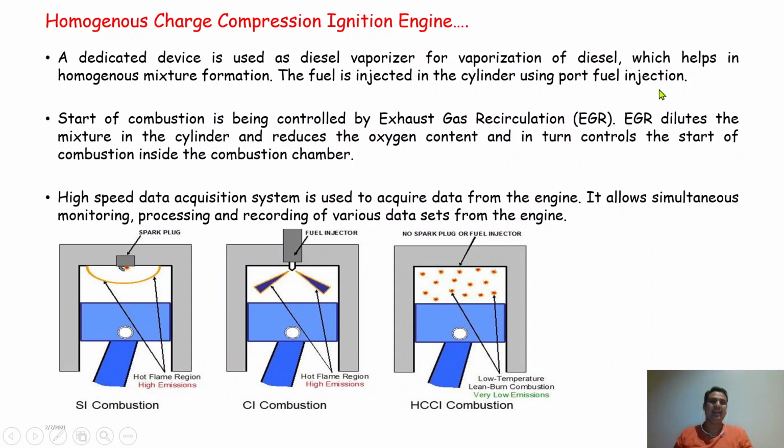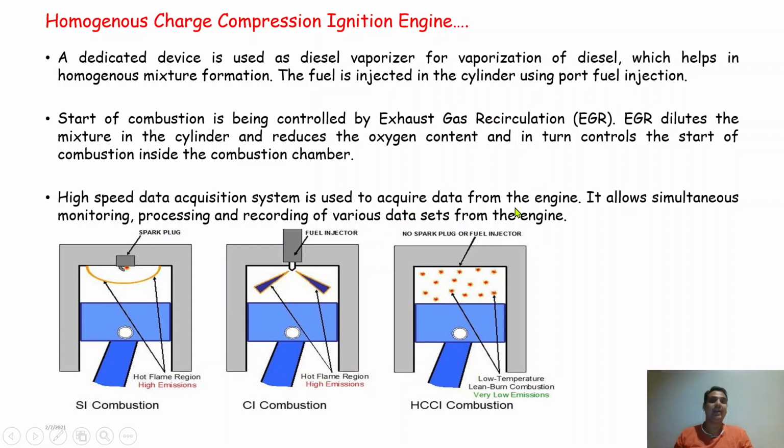Okay, so this is again something about this HCCI engine and the different things present in this technology. The start of combustion is controlled by the EGR, that is the exhaust gas recirculation system, which is already fitted in such kind of engine. EGR dilutes the mixture in the cylinder and reduces the oxygen content, and in turn controls the start of combustion inside the combustion chamber.